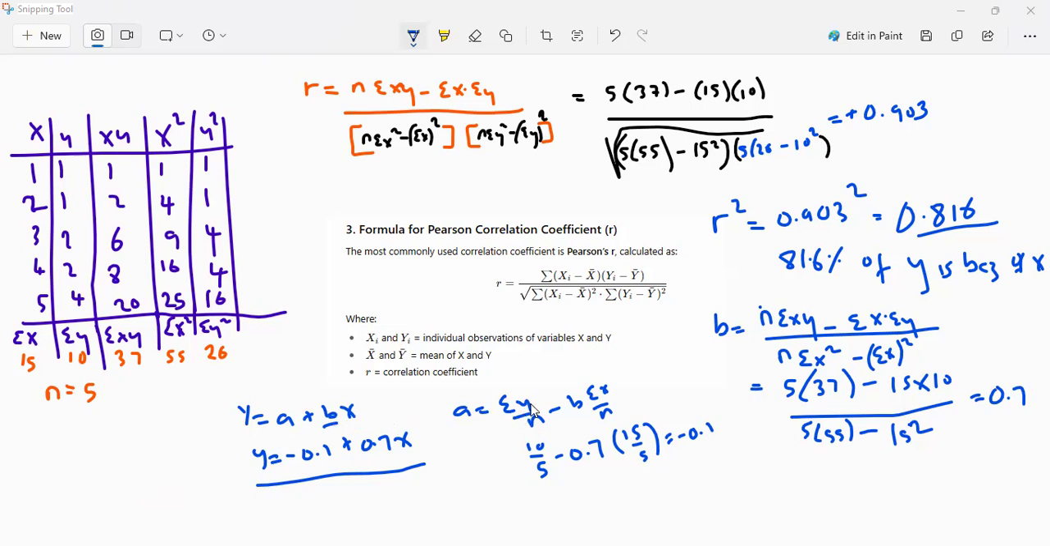Now we need to find our a. Our a is the summation of y over n, minus b times the summation of x over n. So 10 over 5 minus 0.7 times 15 over 5. So the answer we're going to get is negative 0.1, which we put on the a. Negative 0.1.